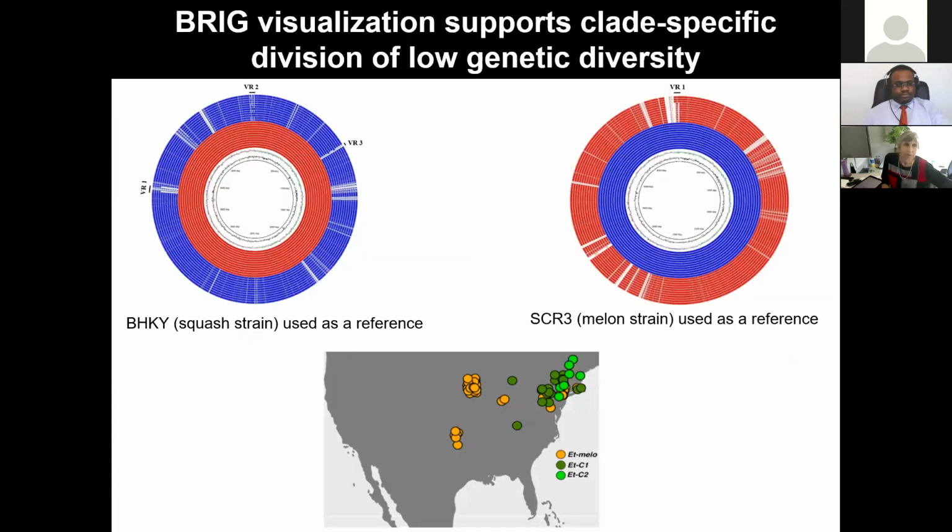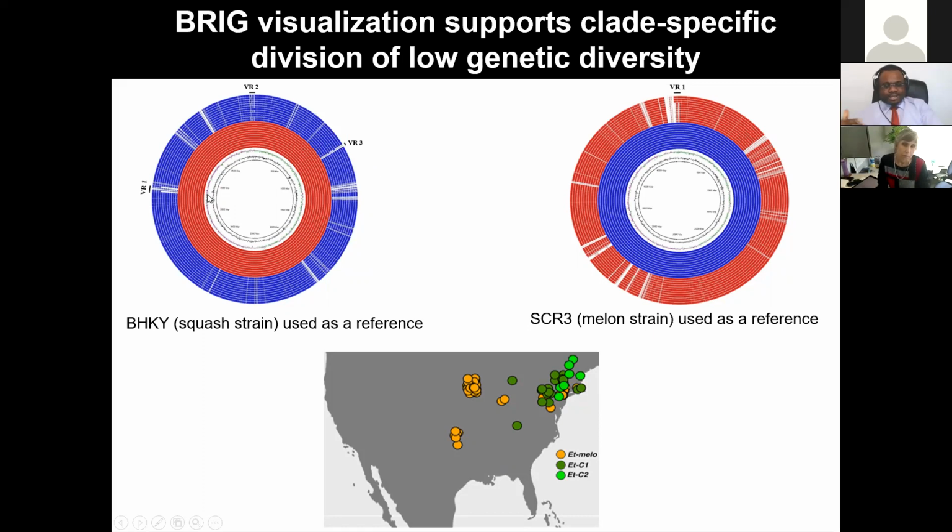Okay, there you go. So we observed the division of all 24 strains into two separate clades, which was consistent with what we've seen before. But we also found a low genetic diversity within the strains. What we're trying to show here is that the red rings are the squash strains, and the blue rings are the melon strains.